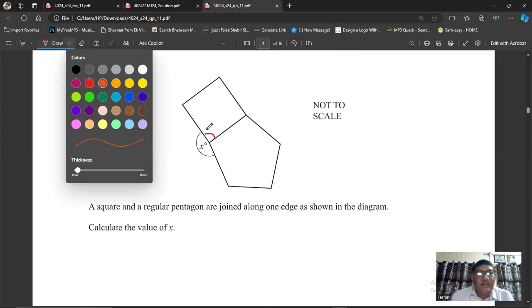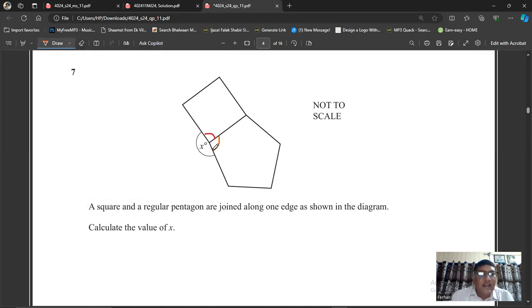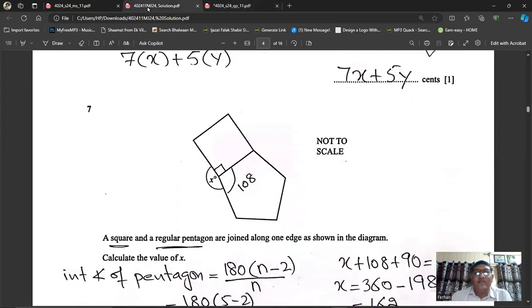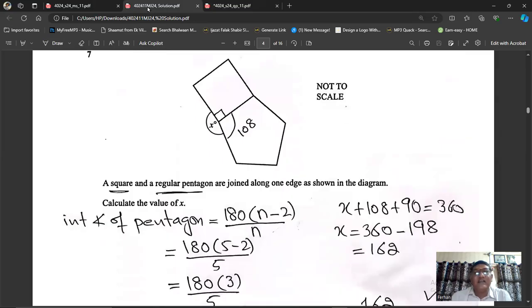And this angle will be, it's a regular pentagon, and we can find the internal angle of a regular pentagon. If you want to find out the internal angle of a regular polygon, the formula is 180 bracket n minus 2 bracket close and whole thing divided by n. So pentagon, the n will be 5. N means the number of the sides there.